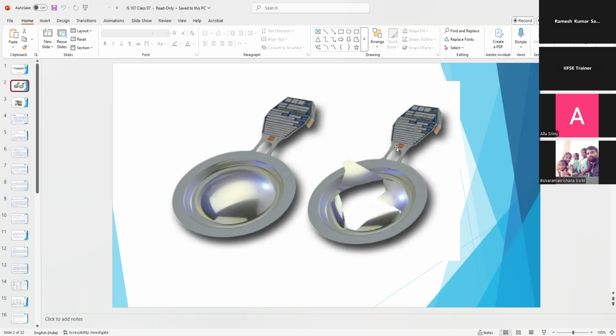So here in the tag you will get all the dimensions, at what pressure, manufacturer, batch number, size of the diameter of the rupture disk, everything details will be provided here.